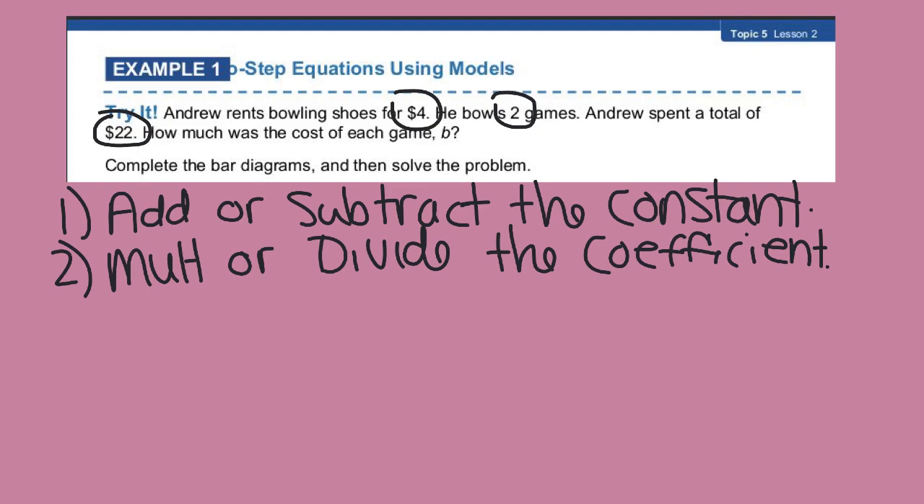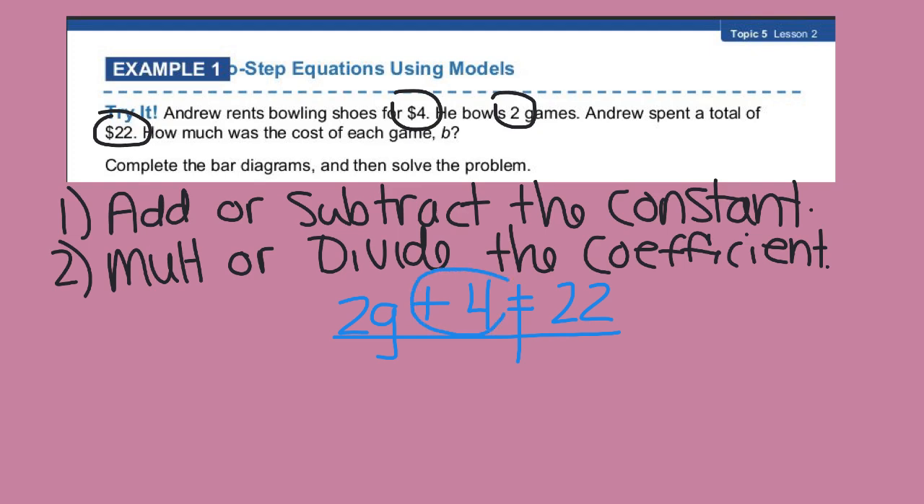So he's going to buy 2 games of bowling. Because that is happening twice, it gets the letter. It's a number-letter combo. So this is his bowling, plus he bought shoes 1 time, and he spent a total of $22. All right, so step 1 is to add or subtract the constant.